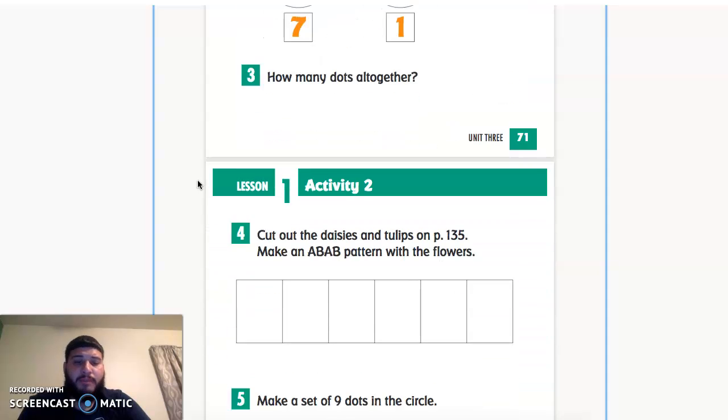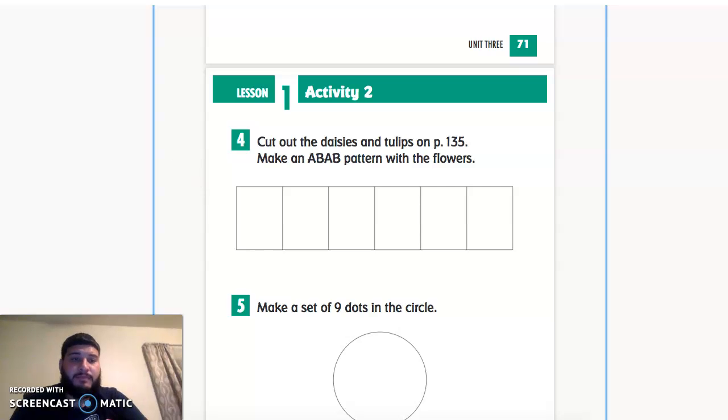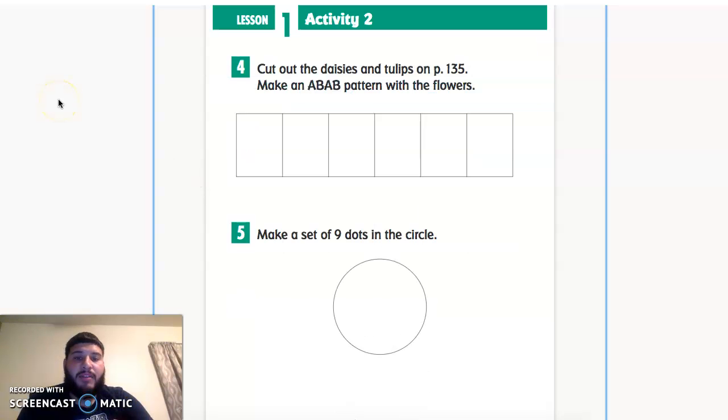Number 4, cut out the daisies and tulips on page 135. Make an AB pattern with the flowers. Refer to page 135 to find the daisies and the tulips.